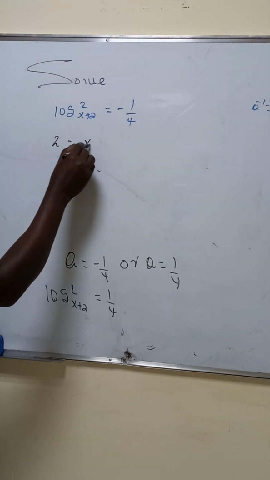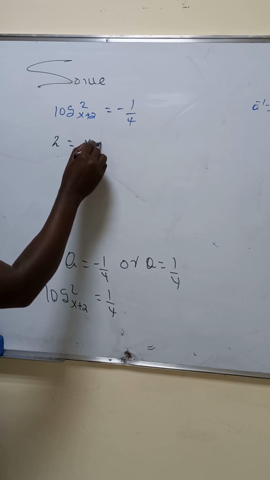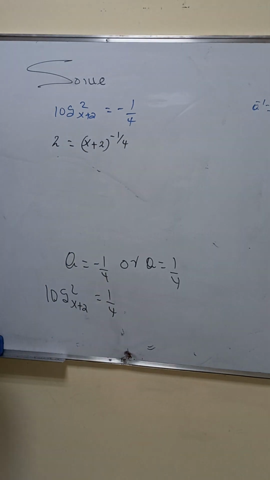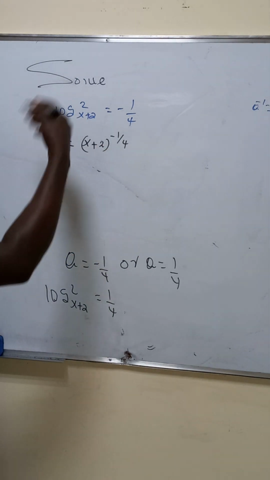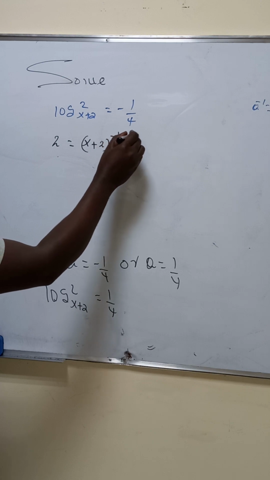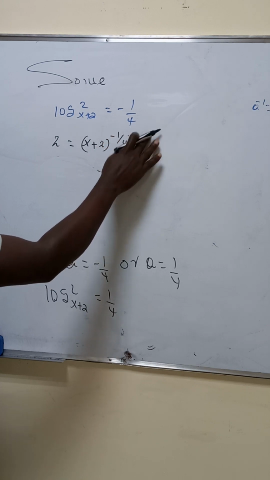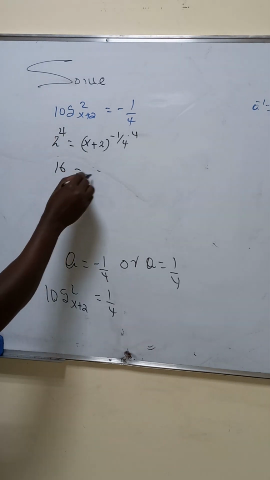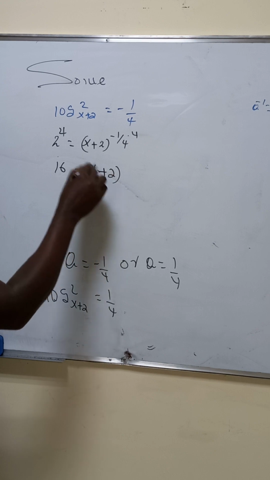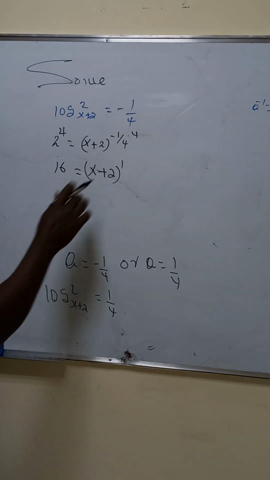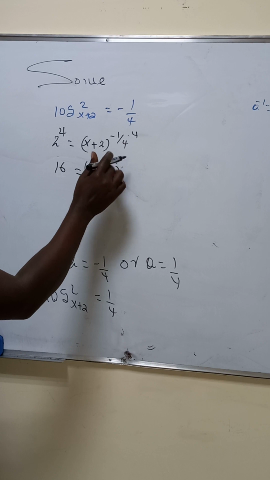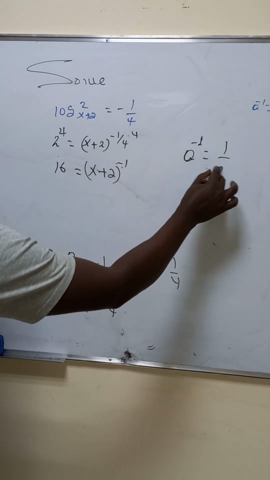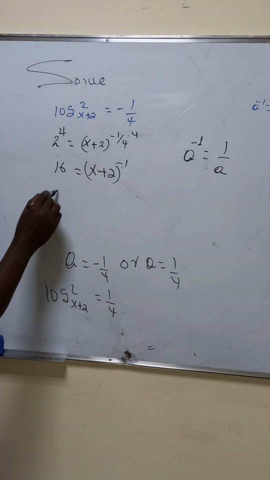now this will be 2 is going to be x plus 2 raised to negative 1 over 4. Let's multiply both sides by negative 4. So we have 16 is going to be x plus 2 raised to negative 1, and a raised to negative 1 means 1 over a.